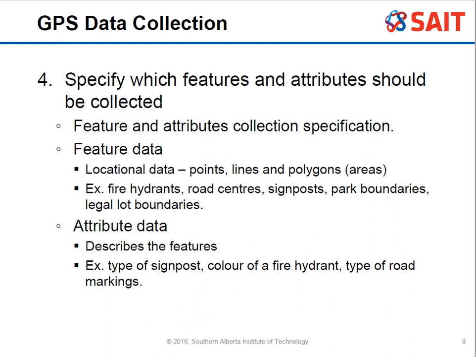So for example, what is the type of sign? What is the color of the fire hydrant? What's the type of road, and what markings does that road have on it? Those pieces of information can be really, really important. Making sure you know what you need for the purpose of your scope needs to be defined before you get out there, not while you're out there. You can adjust it while you're out there if you suddenly realize something is really important and you forgot, but overall, this should be planned before you go out there.